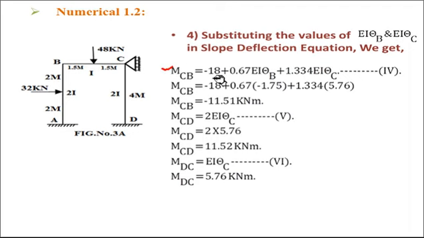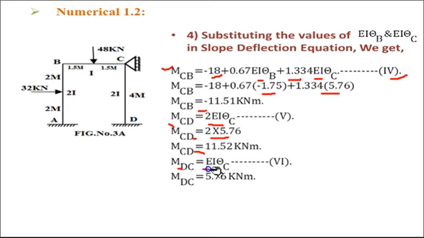Next is our MCB is equal to minus 18 plus 0.67 EI theta B plus 1.334 EI theta C. Equation 4, use this equation 4, put the unknown EI theta B and EI theta C, minus 1.75 and 5.76. By solving, we have MCB is equal to minus 11.51 kilonewton meter. MCD is equal to 2 EI theta C, putting the value 2 into 5.76, MCD is equal to 11.52 kilonewton meter.